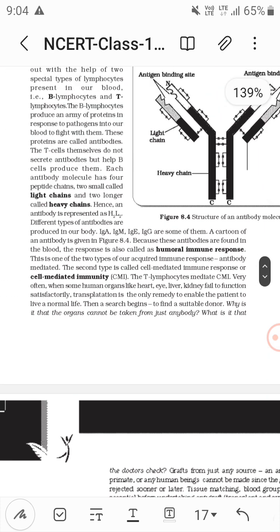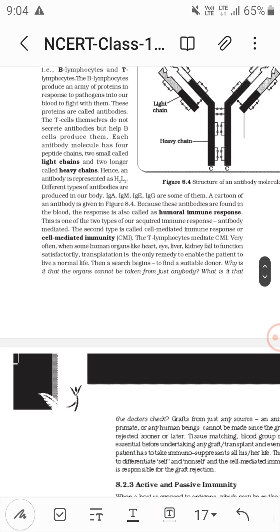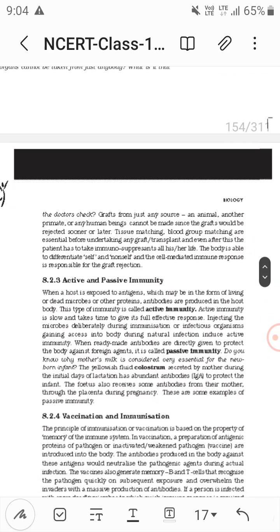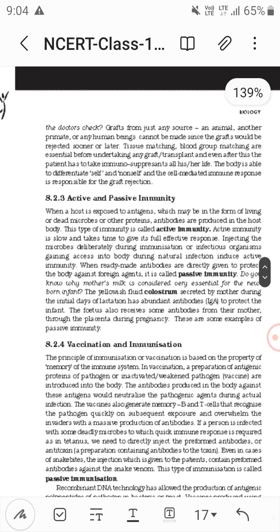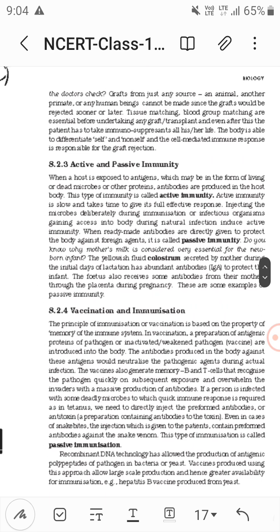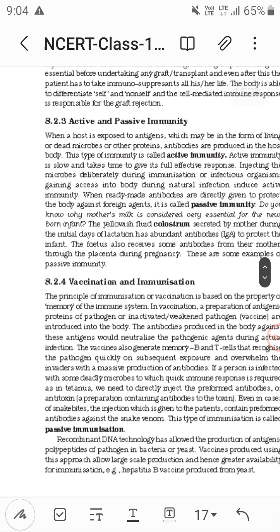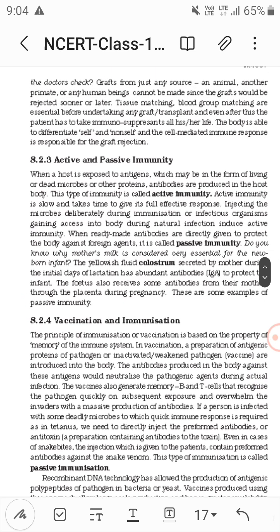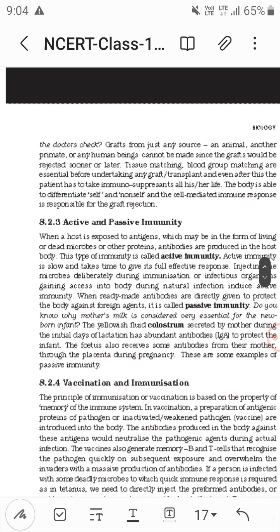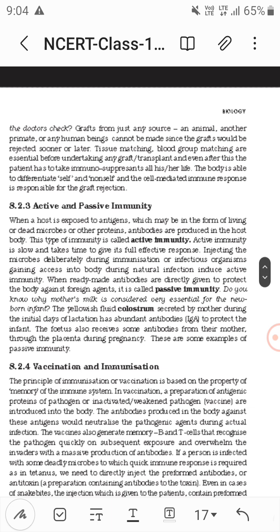Then the humoral immune response from B lymphocytes, that is production of antibodies. Then the cell mediated response from T lymphocytes. Then active and passive immunity. Passive immunity, as an example, is colostrum, which is a yellowish fluid. So these are passive immunity. And then the first one is active immunity, which is slow.